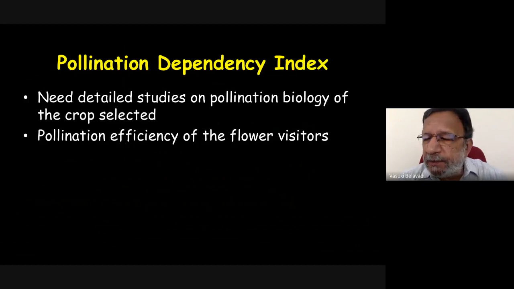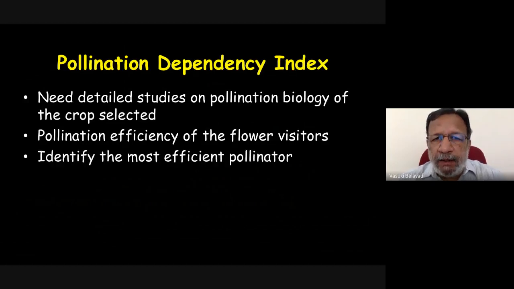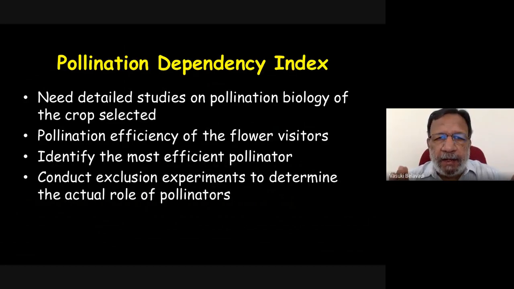Then pollination efficiency of flower visitors: you have to work out which is the most efficient pollinator. It may be visited by several visitors. There may be one or very few species which are important as pollinators, so identify the most efficient pollinator and conduct exclusion experiments to determine the actual role of pollinators. What is the actual increase in pollination if it is partially dependent on a pollinator? What happens if it is 100% dependent on a pollinator and the pollinator is not there? What is the seed set, whether it is zero or minimal?